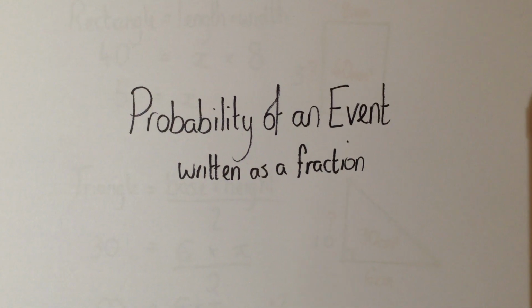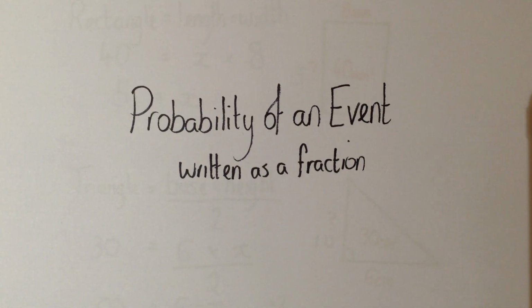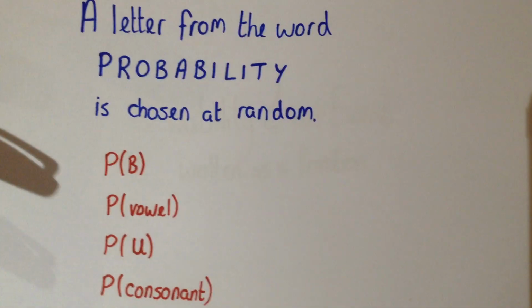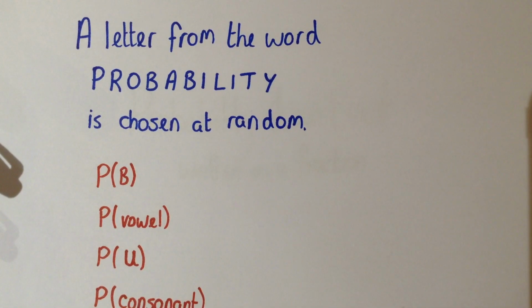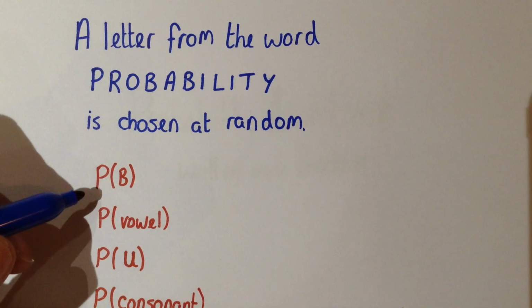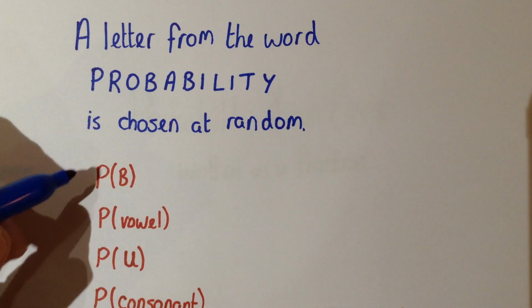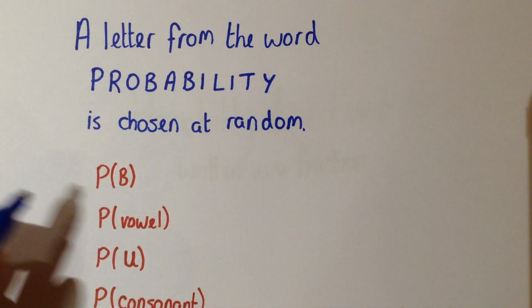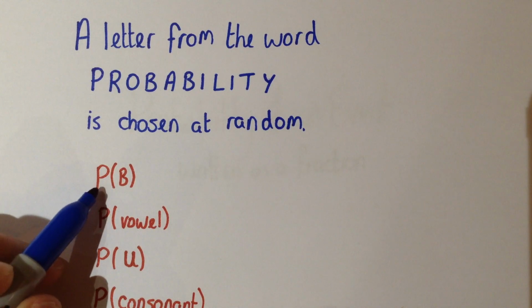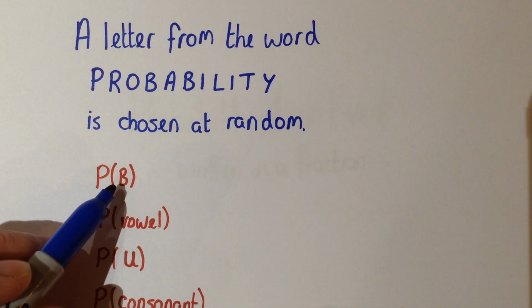This is your guide to writing the probability of an event using a fraction. So we're going to select one of the letters in the word probability at random. At random means that each of the letters has the same chance of being selected. This notation here, with the letter P and then in brackets B, means that we are looking for the probability that we select the letter B.